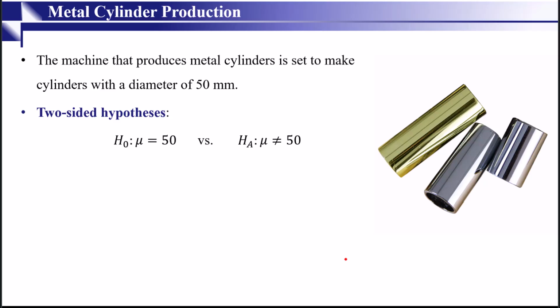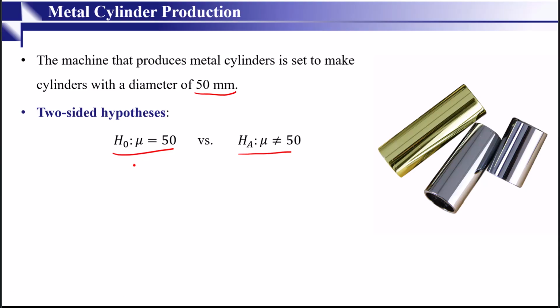If you remember, we had an example in the previous lecture about the metal cylinders. Suppose we set the production line to make cylinders with a diameter of 50 millimeters. Regardless of the machine setting, there is always some variation in the cylinders produced. So it makes sense to conclude that the machine is calibrated correctly if the mean cylinder diameter mu is equal to the set amount. The two-sided hypotheses of interest are: null hypothesis says that mu is equal to 50, and on the other side, alternative hypothesis says mu is not equal to 50. So in this case, the null hypothesis states that the machine is calibrated correctly.